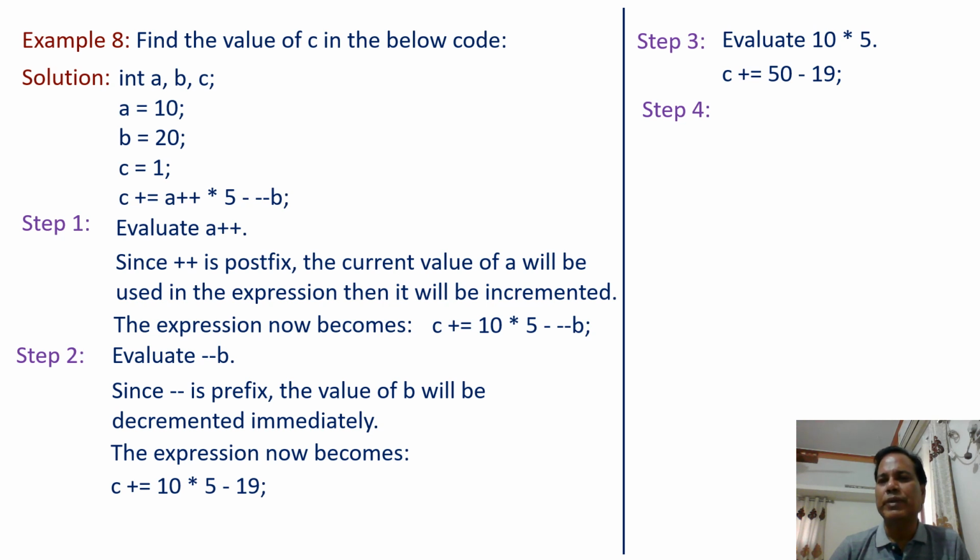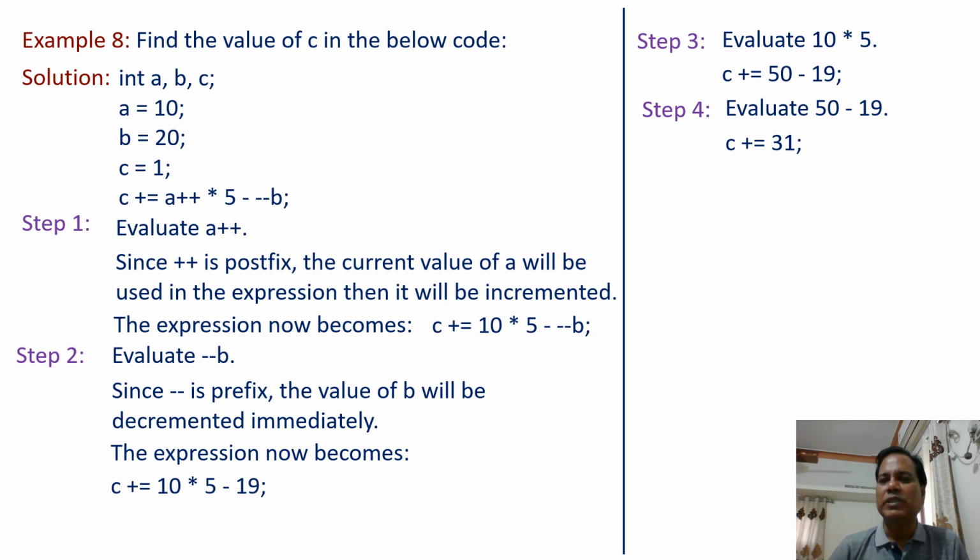So again in the expression two operators are present: the shorthand assignment operator and the subtraction operator. The subtraction operator has higher precedence than the assignment operator. So this operation is performed first. So evaluate 50 - 19. So the expression becomes c += 31.